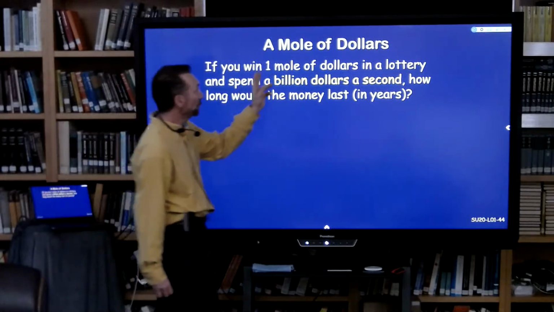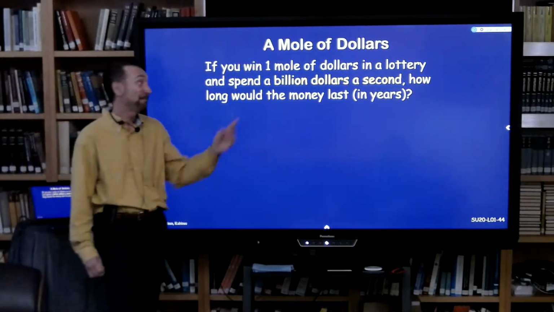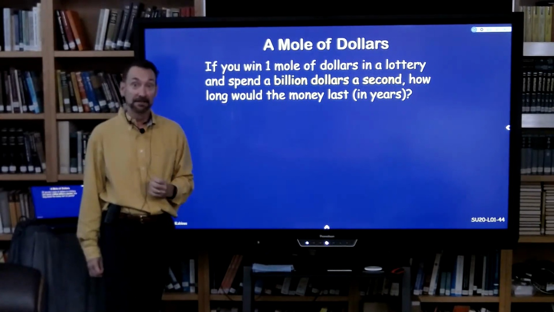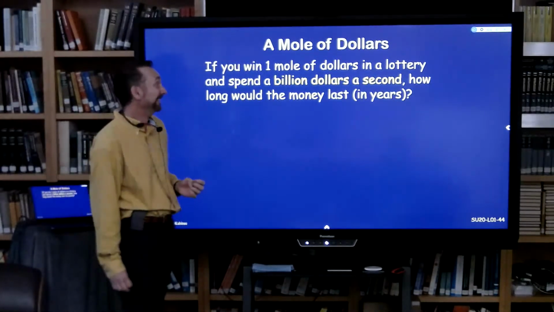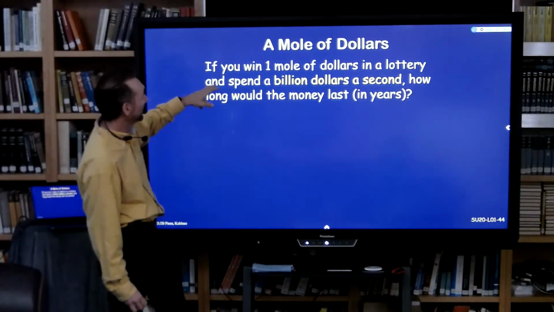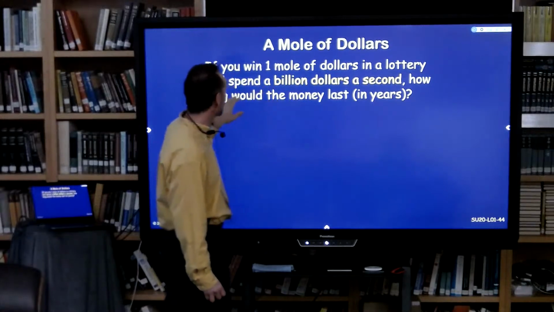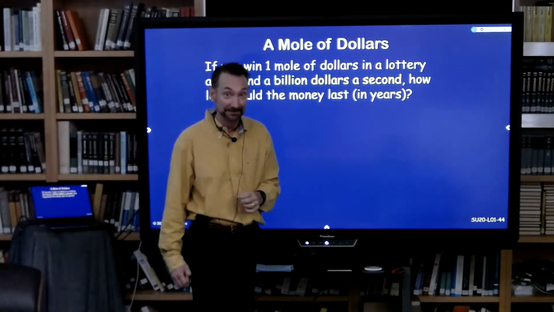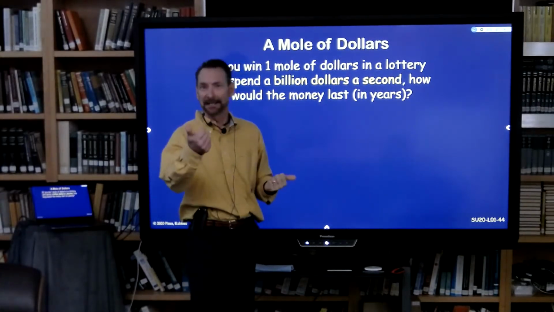So let's say you win a mole of dollars. Let's look at how big that mole of dollars is. Is it more than Jeff Bezos has? Is he the richest guy these days? It goes back and forth. But if you win a mole of dollars in a lottery, but you could spend $1 billion a second, that's clicking really fast on Amazon or buying the big ticket items.